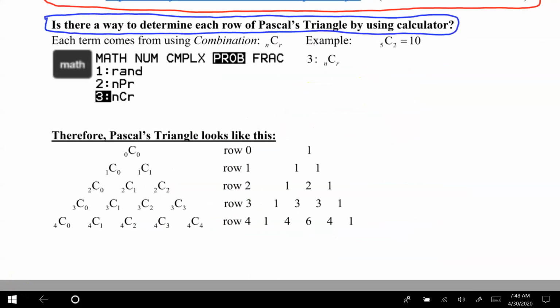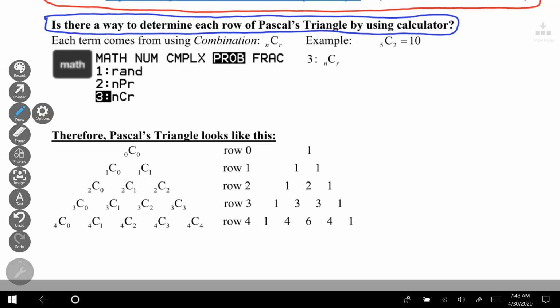So the question is, is there a way to determine Pascal's triangle by using the calculator? And the answer is yes. It comes from what we did in Unit 6, that special combination key, that NCR key that's on the calculator. I'm going to show you an example in a second and where it's at, but if you recall, use a special math key, you move it to the probability menu, and you choose number 3, and you get the NCR key, and if you have an older calculator, you got to type in the number for n before you hit the NCR key.